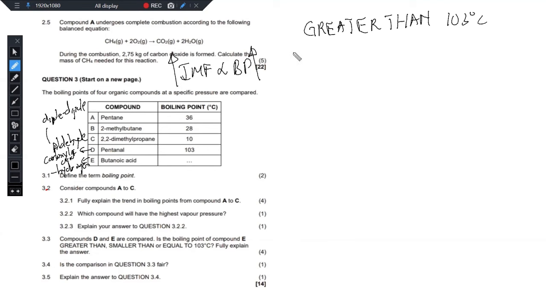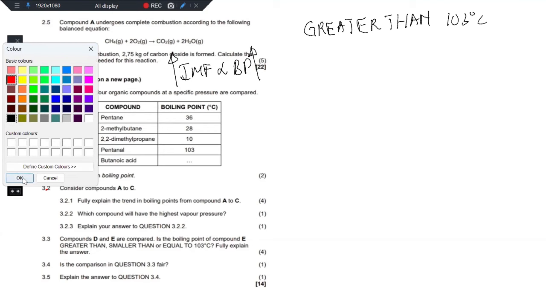Is the boiling point of compound E greater than, smaller than, or equal to 103 degrees? Fully explain the answer. Now, obviously, knowing that hydrogen bonds are stronger than dipole-dipole forces, and the relationship between intermolecular forces and boiling point is directly proportional, then we know that since it has stronger intermolecular forces, it must have a higher boiling point. So our answer to that is that it needs to be greater than 103 degrees Celsius.